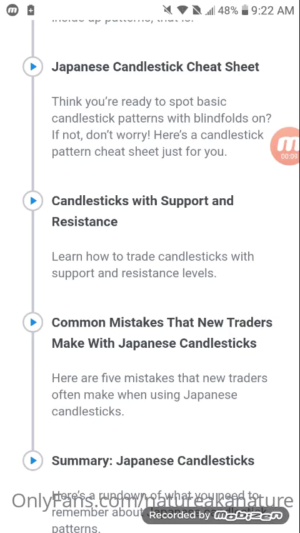Back for another video. Alright, so we just went over Japanese candlestick cheat sheets. So now we're going to go over candlesticks with support and resistance. I got a lot more content for you guys, a lot of information still. I'm glad you guys made it this far with me. I hope the information really helps, because information is everything. Alright, so let's get right into it, gang.